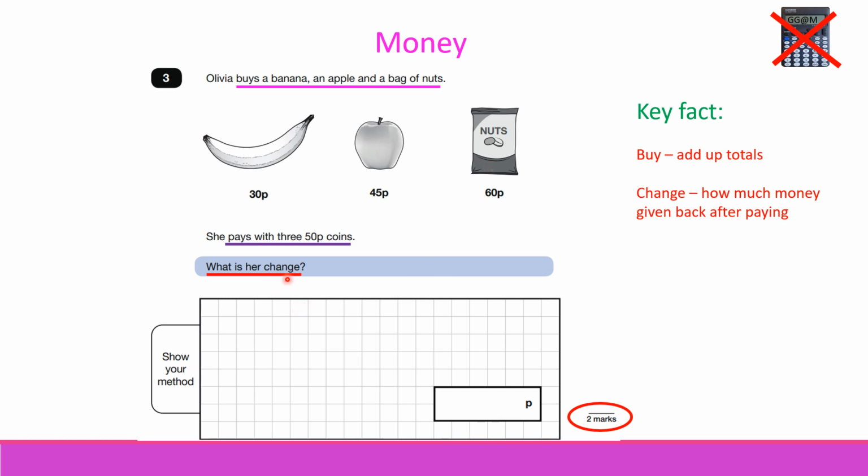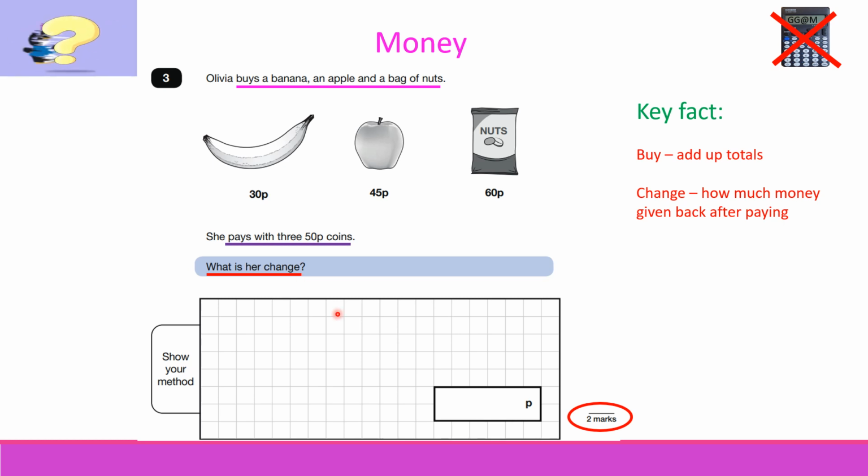Then later on in the question it says the word change. Now this change means how much money are you going to get back after you've paid for the item. So you need to work out how much money you're going to give the person in the shop. So how much money are you paying them and how much money are they going to give you back? So what is your change, or her change in this case?